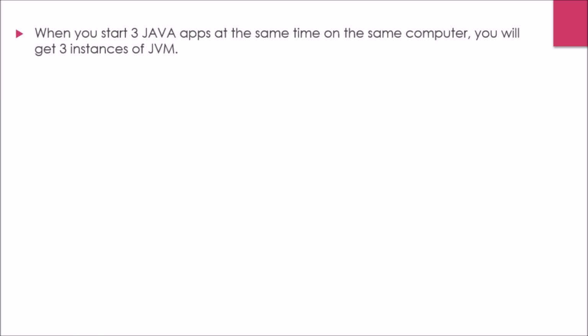When you start, like, three Java apps at the same time on the same computer, you will get three instances of JVM, not only one. So you can have multiple instances of JVM on the same machine, because each application runs inside its own JVM.